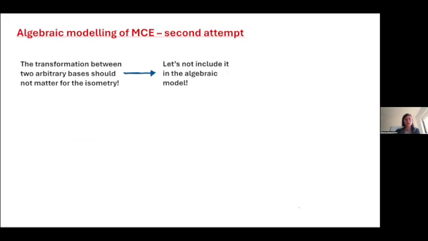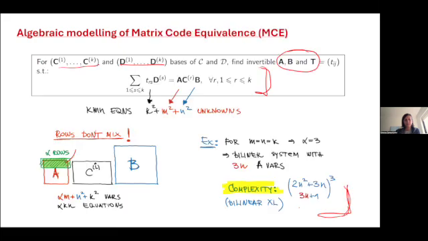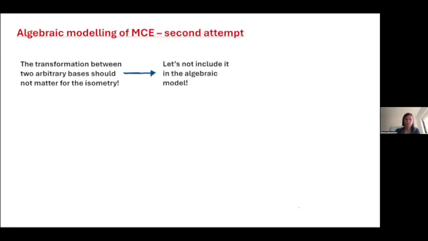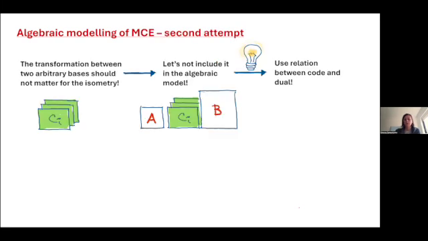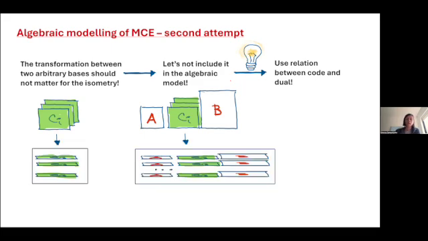So remember that we had this T here, and this T simply gives us the transformation from one basis to the other, but these bases are not given. So what if we don't include this? So we know that this thing here should be the code, right? So we start from C, and this is the other code. So this T really doesn't matter for the isometry. And we can use tricks from coding theory, and that's the relation between the code and the dual.